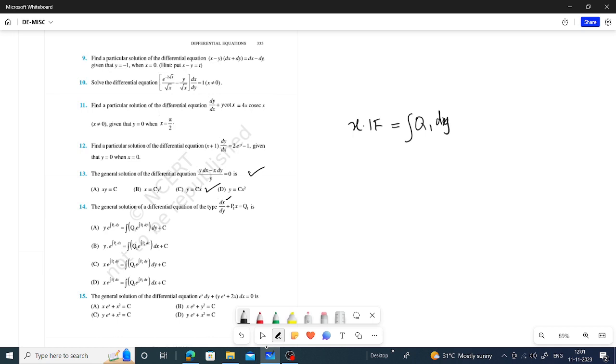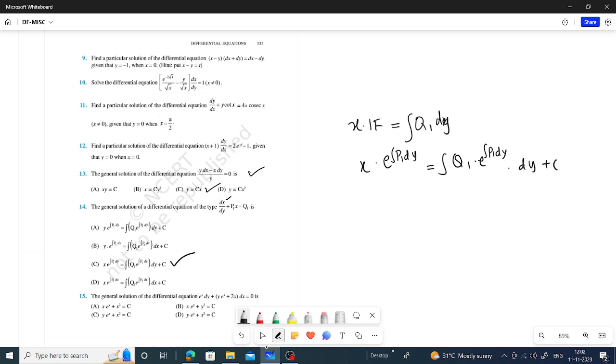So this is the solution. x into integrating factor. What is integrating factor? Integrating factor is e raised to integral p1 dy, so x into e raised to integral p1 dy equal to integral q1 into e raised to integral p1 dy dy plus c. So our option C is correct.